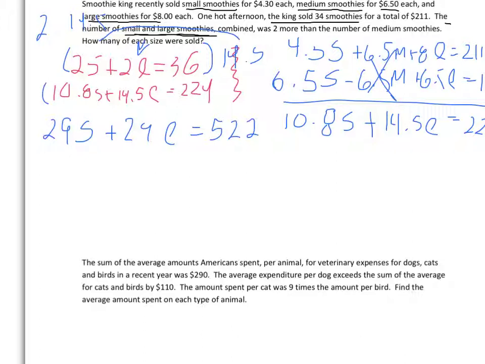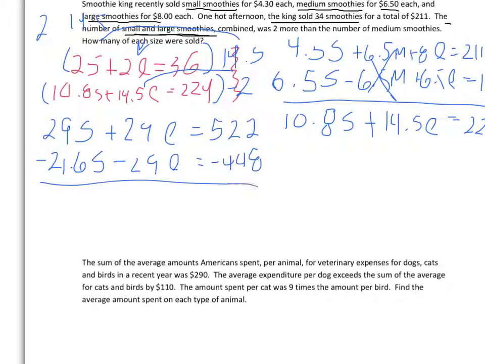Now, I'm going to multiply this bottom row by negative 2. So 10.8 times negative 2 is going to be negative 21.6s. Negative 2 times our 14.5 is going to give us negative 29L. And negative 2 times 224 is going to give us 448, so minus 448.